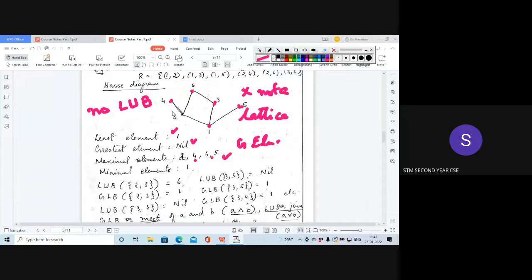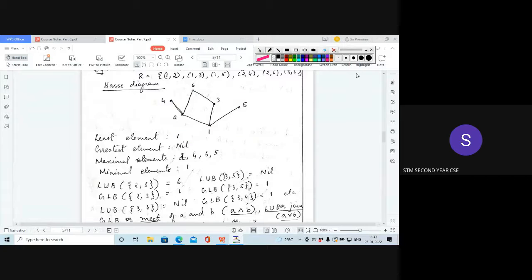For it to be a lattice, every pair of elements should have a least upper bound and a greatest lower bound. That is the definition of a lattice. That is, for a Hasse diagram to be a lattice, every pair of elements in the Hasse diagram should have a least upper bound and a greatest lower bound. Okay. Is it clear?